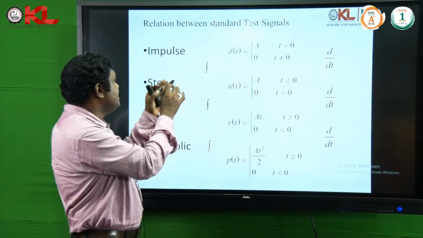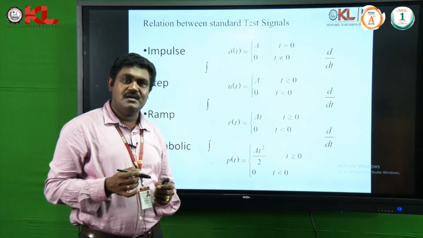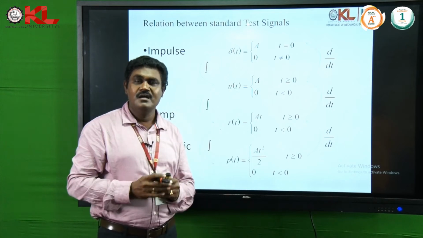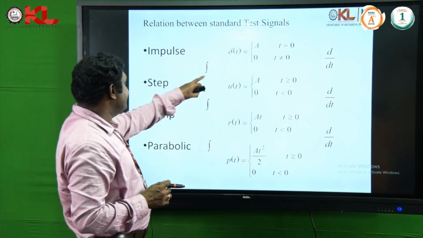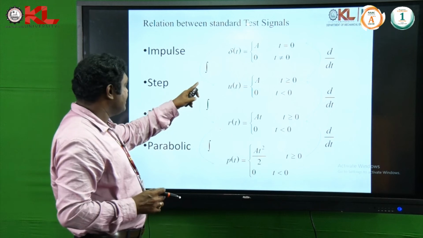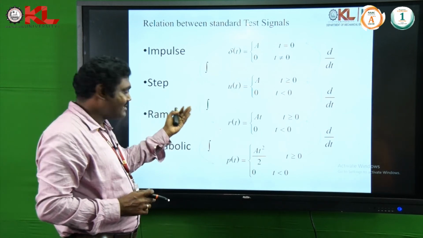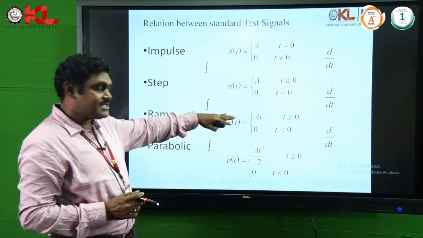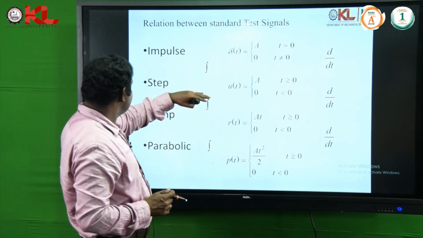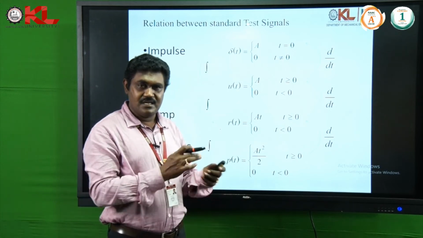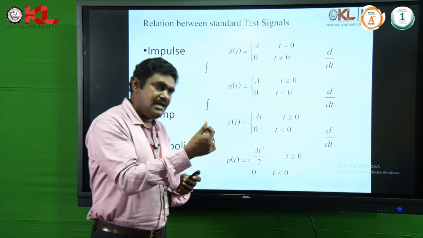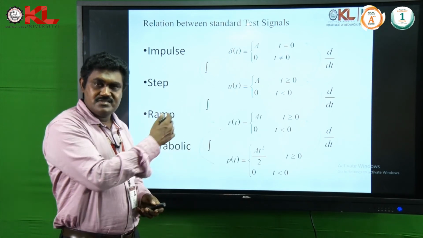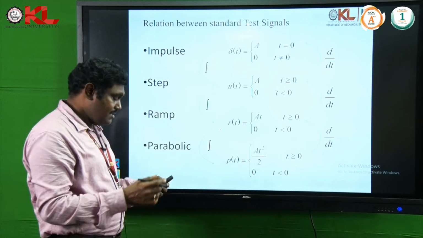So, this is the relation between the standard test signals: you can obtain one signal from another. The relations are either integration or differentiation. Integrating the impulse gives the step, integrating the step gives the ramp signal, integrating the ramp gives the parabolic, differentiating the parabolic gives the ramp signal, differentiating the ramp signal gives the step signal, and differentiating the step signal gives the impulse signal. So, there are relations between the impulse, step, ramp and parabolic. While solving problems, these relations are very helpful.